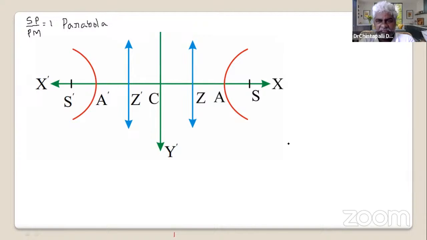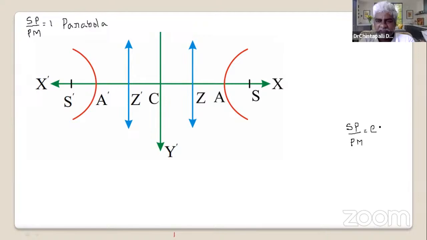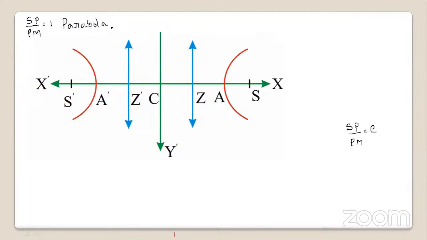And the essential thing is SP by PM is E. Right? E is equal to 1, then it is a parabola.